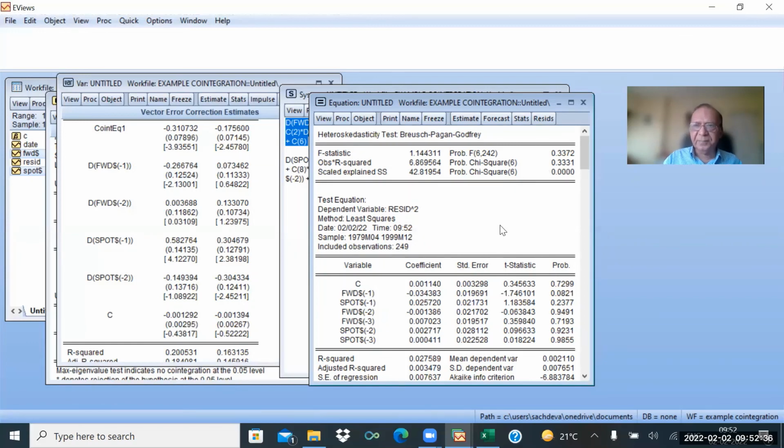So we can accept this equation, though the Johansen's cointegration test had some problem with us in the beginning, but when we assume one cointegrating equation, it was okay. So we can make one cointegration equation and then you can forecast also.